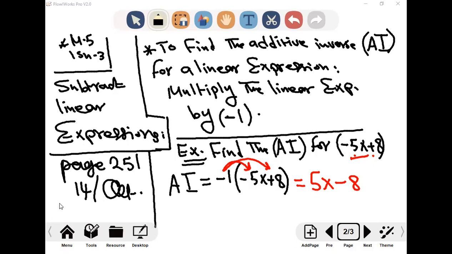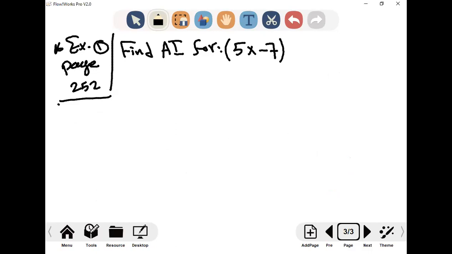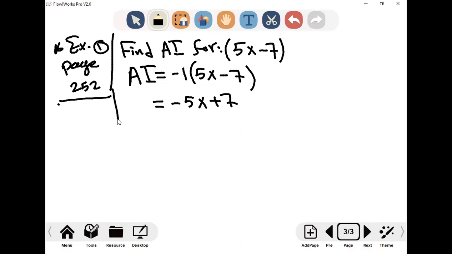Yeah, let's go to our example. So the additive inverse equals -1 multiply the expression, right? Equals -1 multiply 5x. -1 multiply negative. Is this clear? You have a check after example 1. Do it correctly. You have a check after example 1. Do it please. Okay.